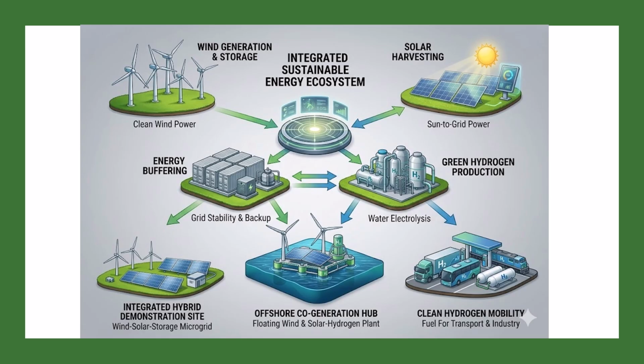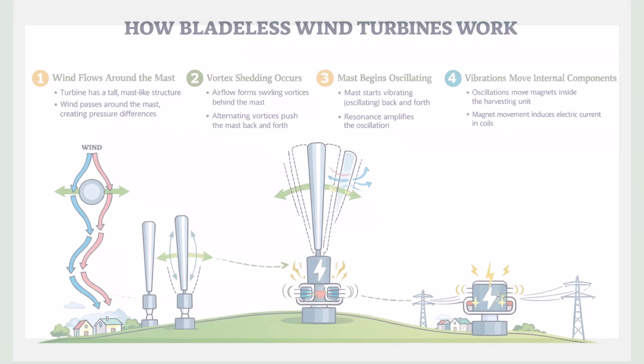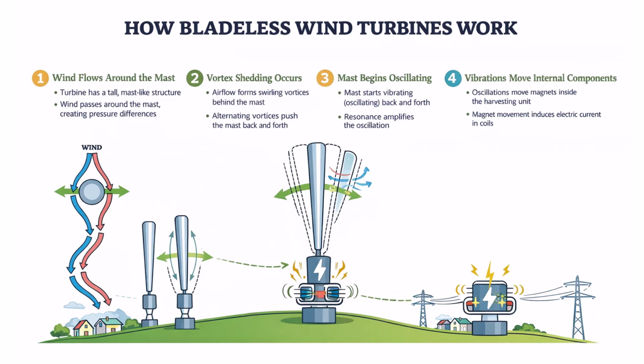Bladeless wind turbines sound fascinating. How on earth do they generate electricity without any spinning blades? It is a really clever physics-based design. Here is how it works in 4 steps. Step 1. Wind flows around the tall mast-like structure, which is fixed at the base but free to sway at the top. As air passes around it, pressure differences form on either side.